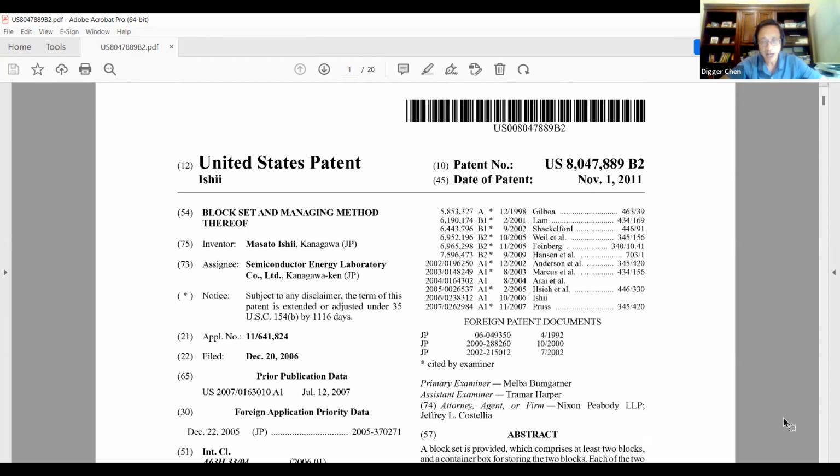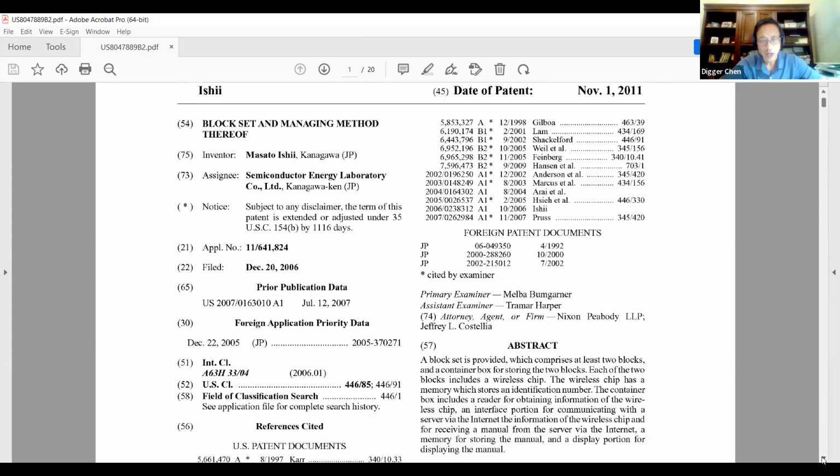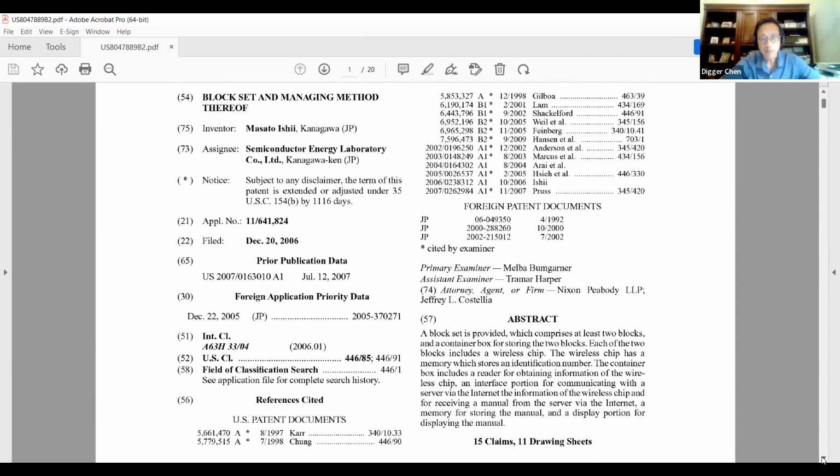The inventor is a Japanese guy. Everyone in the world can apply for a US patent in the US. You don't need to be a US citizen. The assignee means the inventor assigned the patent to this company, a Japanese company, and this company owns this patent. The other details I will not talk about because they are a little bit out of our topic, not basic. And the patent filing date was December 20th, 2006.